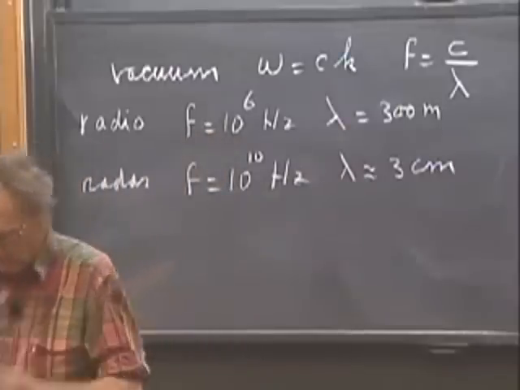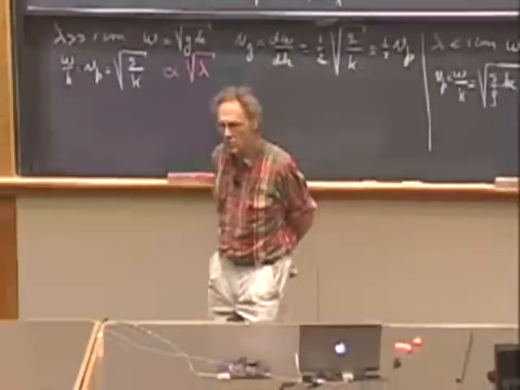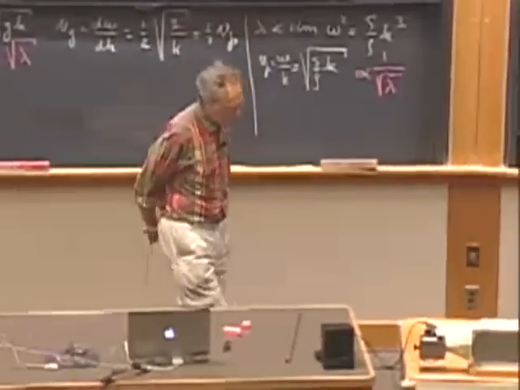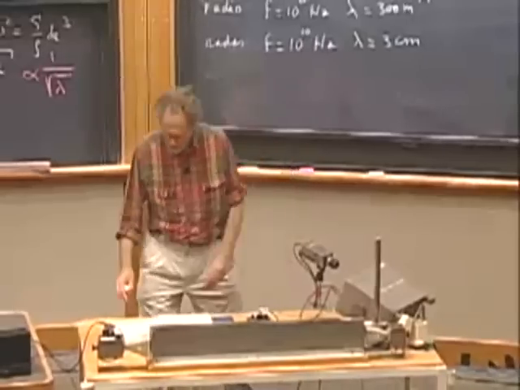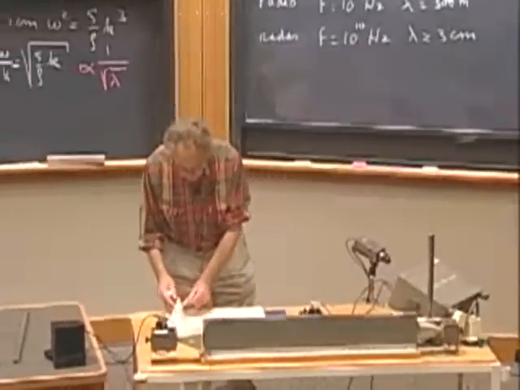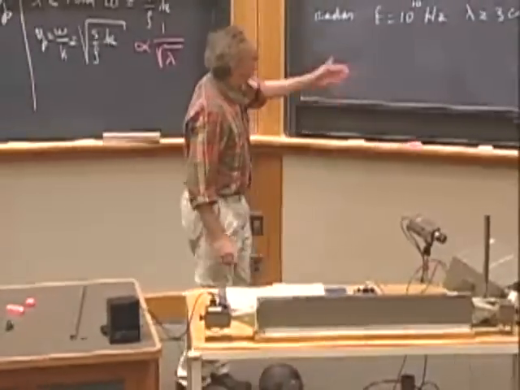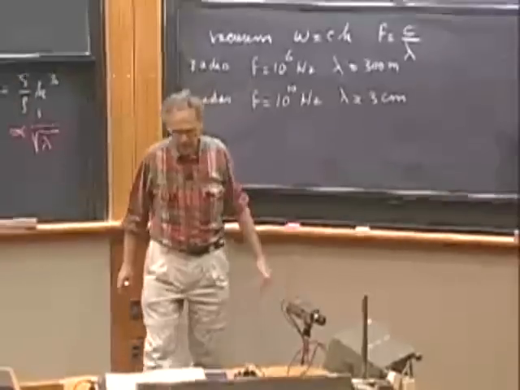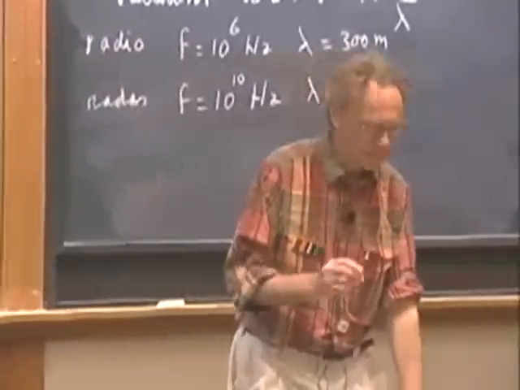If you go to infrared radiation, you have a wavelength of tens of microns, and if you go to visible light, you get frequencies up to 5 times 10 to the 14 hertz, and you get wavelengths of about half a micron. When you go to ultraviolet and X-rays and gamma rays, the frequencies go higher and higher, and the wavelengths get shorter and shorter. Non-dispersive in vacuum. They all travel with exactly the same speed.